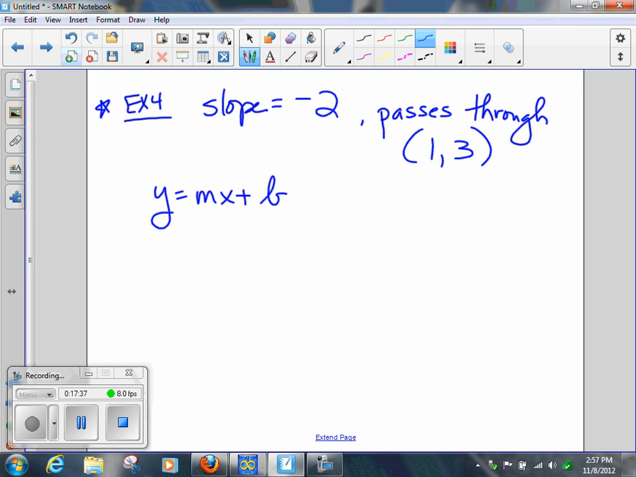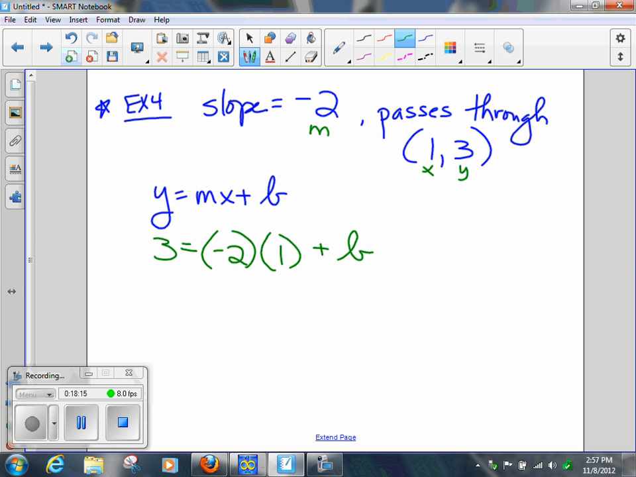If I had to label every single one of those numbers that I'm given, 1 is x, 3 is y. What's negative 2? M. Very good. Well, I got two numbers. Now, what can I do? You can plug it all in. So y is 3, equals negative 2 times positive 1 plus b. Do you guys agree? What do I do now? Multiply the negative 2 and 1, to be able to solve for what? B. I'm going to solve for b.